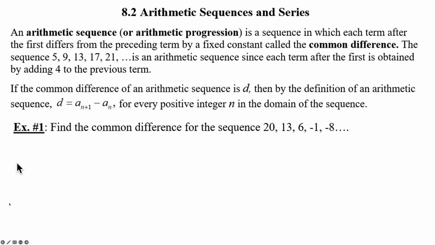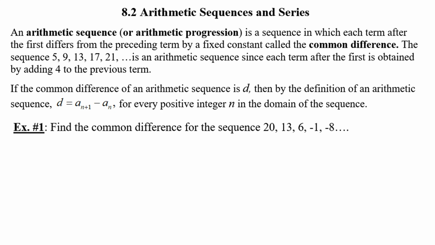8.2 is about arithmetic sequences and series. An arithmetic sequence, if you want, right above arithmetic, put down linear. This is a linear function, a linear arithmetic sequence, is a sequence in which each term after the first differs from the preceding term by a fixed constant called the common difference. And we're going to use D for difference. You can also put under common difference, it's the slope.